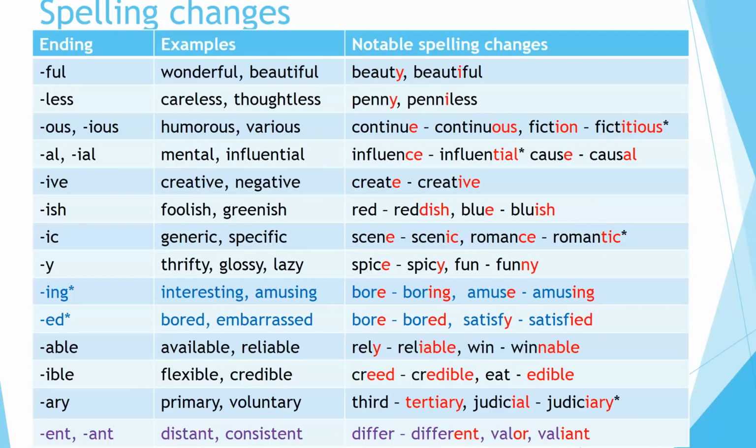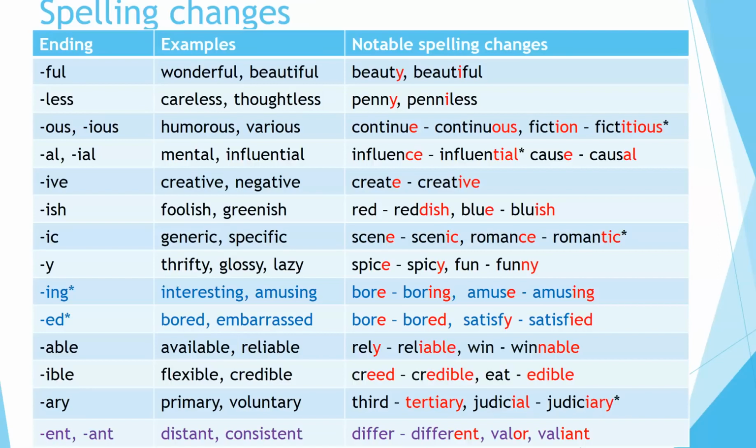ABLE: available, reliable. The word rely ends in a Y, so we're going to drop the Y and add an I before the suffix able, reliable. When you have a short vowel sound before a single consonant, you're going to double the consonant, winnable, before adding the ending.